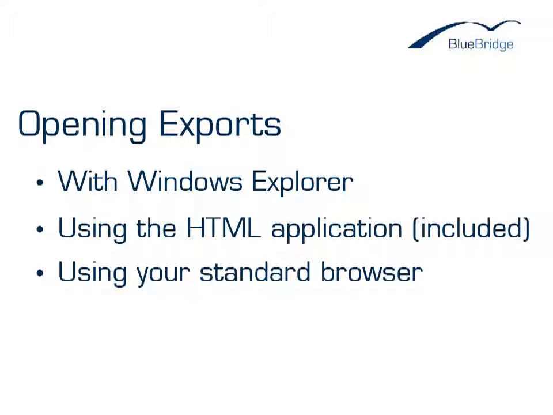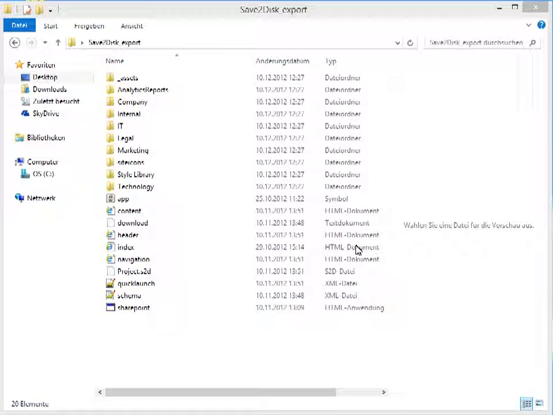Once your site has been exported, you can view the content in a number of ways. Note that no licenses are required to view exports, and you don't have to install any special software. Here you can see the export we prepared earlier. The first way to access the content is to use Windows Explorer. Simply click through the folder structure to find the files you need.